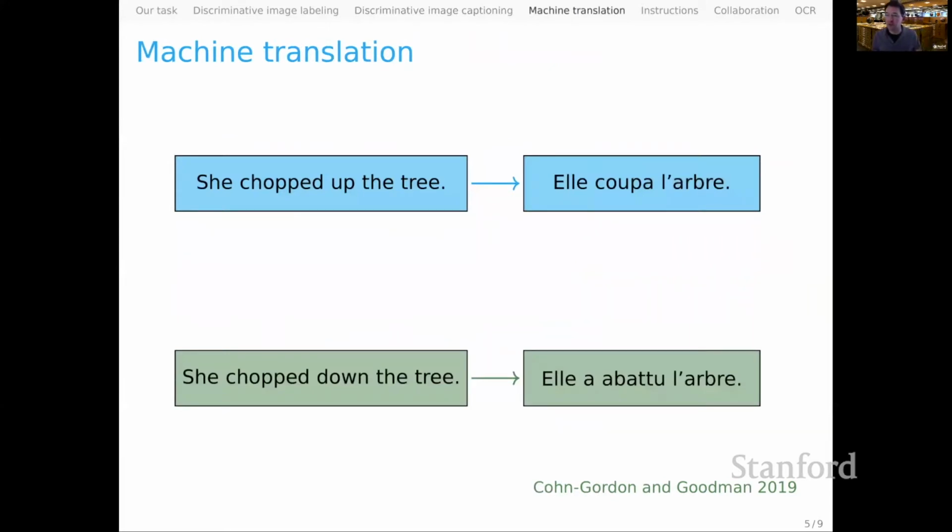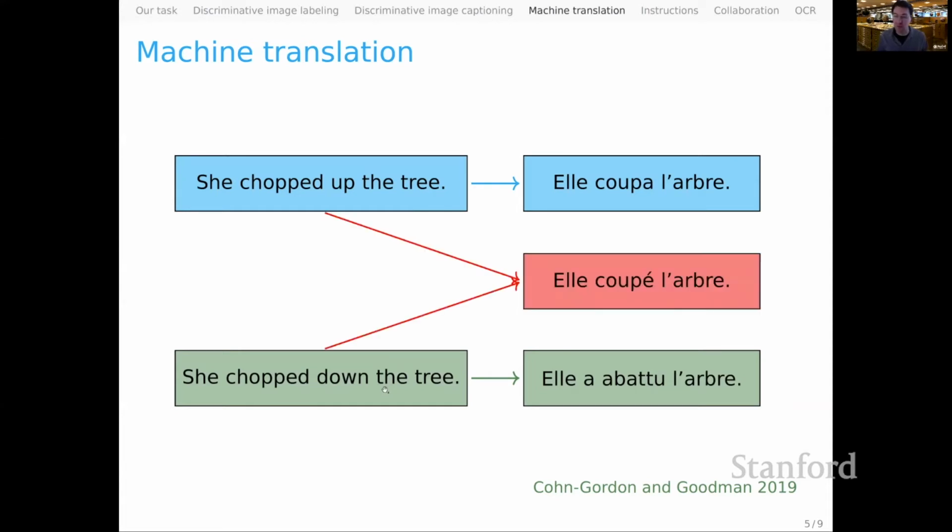Machine translation is another area that might benefit from this notion of informativity in context. This was explored in a lovely paper by Reuben Cohen-Gordon and Noah Goodman in 2019. So let's say our task is to go from English to French. Reuben and Noah just observed that at the time, these 2 English inputs, she chopped up the tree and she chopped down the tree, were both mapped to the same French translation, which is a shame given how different those 2 English inputs are in terms of their meanings. What we would like is to have the English inputs mapped to different French sentences.